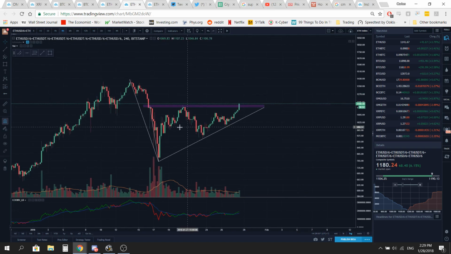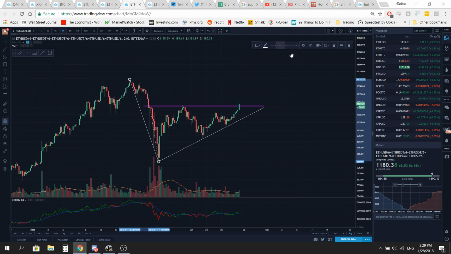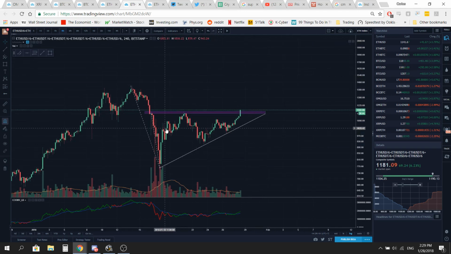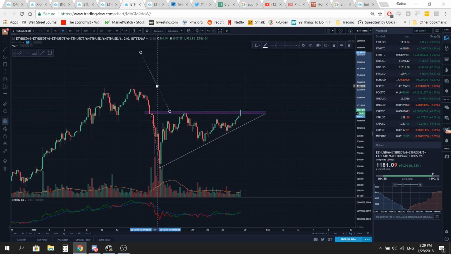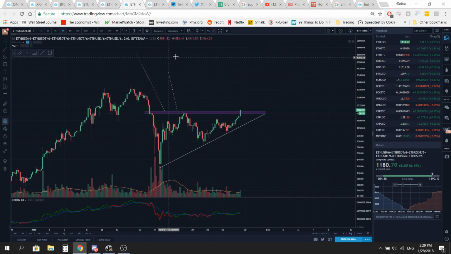Okay, let me make these dotted real quick. Alright, now you'll just take these lines and drag them straight up. Something like that. Yeah, and like that. Alright, so now these are your two measured move targets. Okay, at this price, 1575-ish area and 1830, 1840 area. Okay, so that's the first measurement I take.